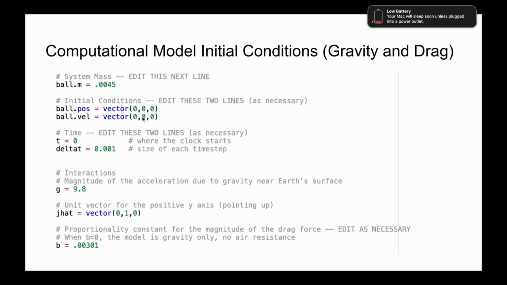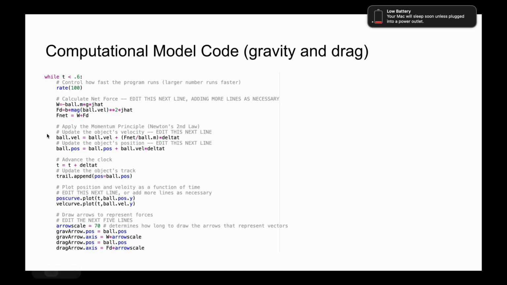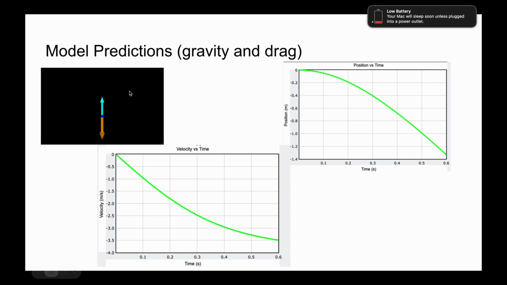And this is the computational model of gravity and drag. It has the same mass and same initial position, but the only difference is that b is equal to 0.00301, and I found that using the endpoint of the Tracker data. It has the same ending time, but the difference here is that we have the drag force, which is equal to b times the magnitude of velocity squared times j hat. F net is equal to the weight force plus the drag force. It's still the velocity update formula and position update formula, but we also have this arrow scale, which shows the force of drag here and the force of gravity here.